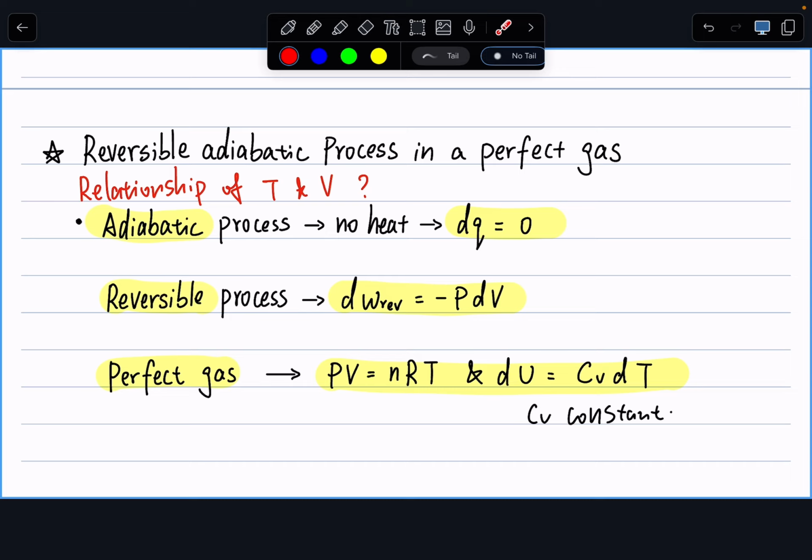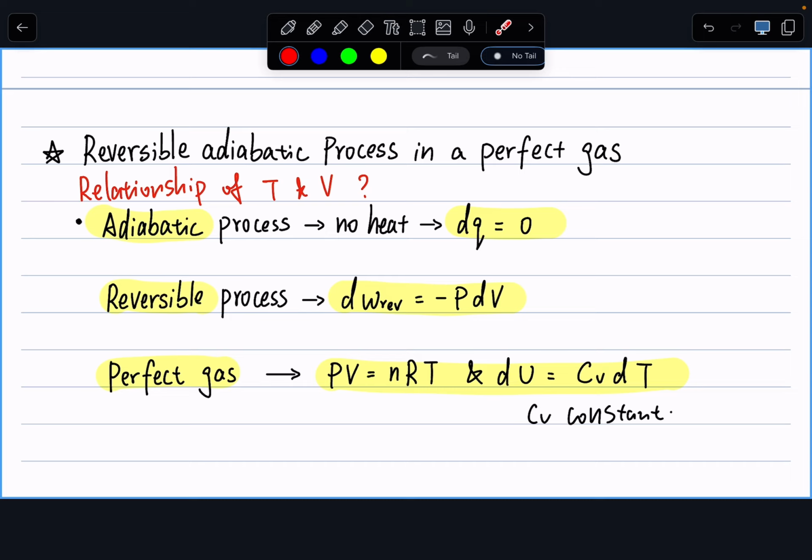So first step, since we're using the first law of thermodynamics, what we're writing down is the expression of the first law of thermodynamics, which is dU equals dW plus dQ. And then putting in the information from the question. Now we know it is an adiabatic process, so my dQ equals 0. We know that it's an ideal gas, so my dU equals Cv dT. And for reversible PV work, my dW reversible equals negative PdV.